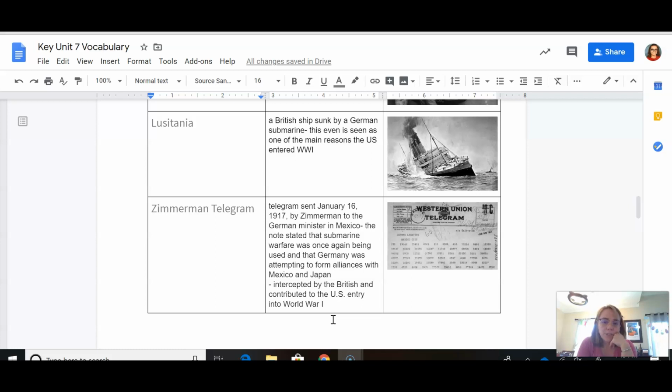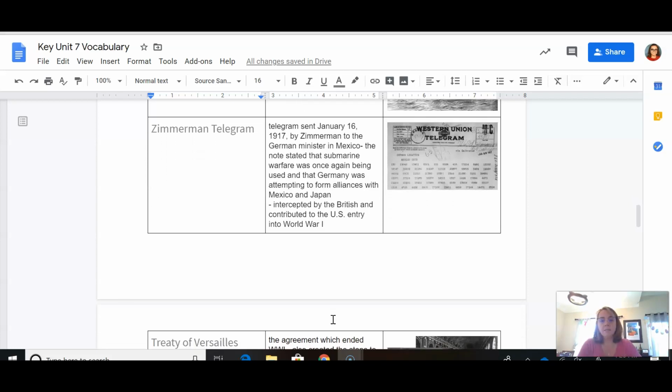Lusitania is a British ship that was sunk by the German government, by a German submarine, when submarine warfare had kind of been on a hiatus. And it's seen as one of the main reasons the U.S. entered World War I. Obviously, over the course of the time from the Revolutionary War to World War I, we do become allies with Great Britain. And so this is a big problem for the people of the United States and for the people of Great Britain.